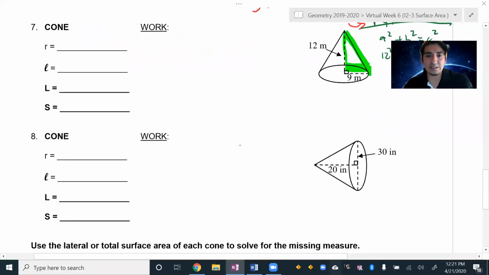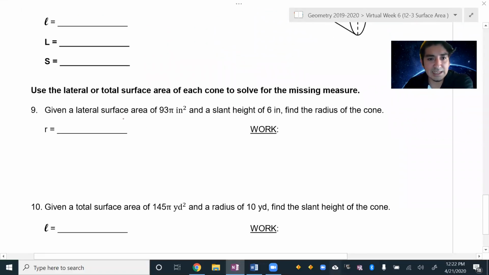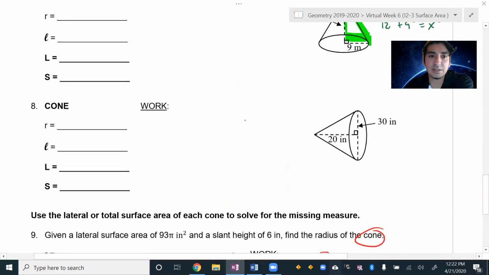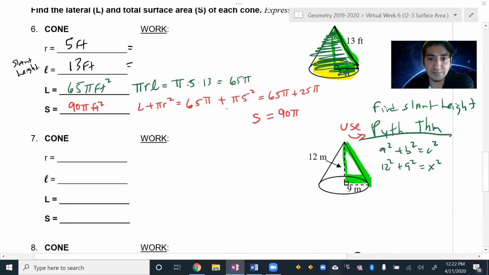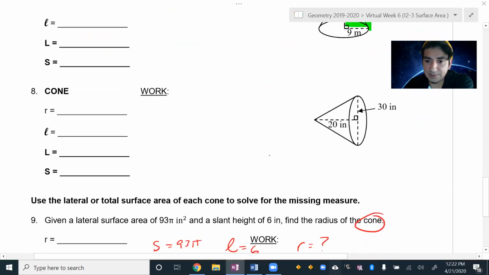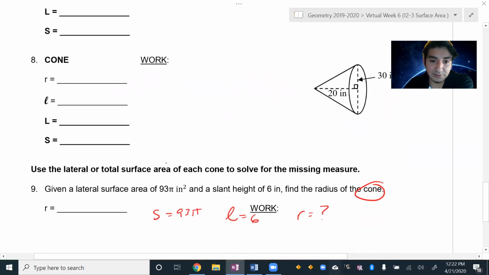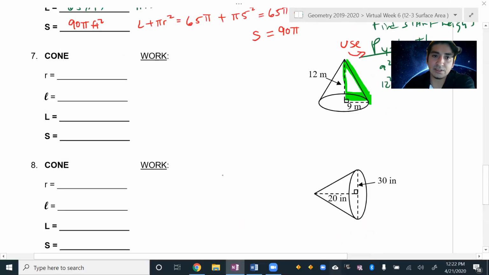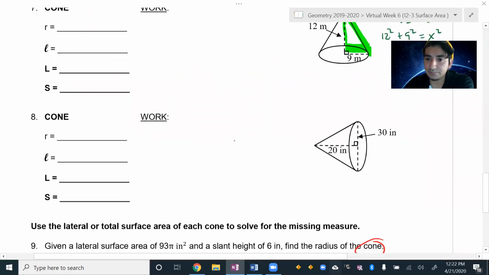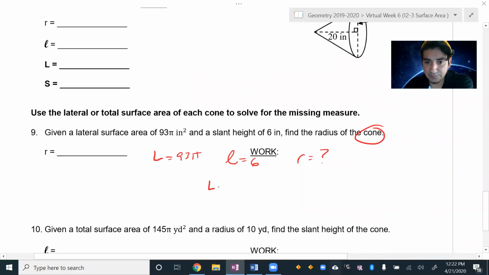Okay, so actually, let me just do one example of this. The lateral surface area is equal to 93 pi. In this case, my slant height was 6. What's my radius of this cone? It said cone, so I'm going to use the same formula that I had. It gave me the lateral, so that's not going to be S, it's going to be the capital L. So that means it's pi r L.